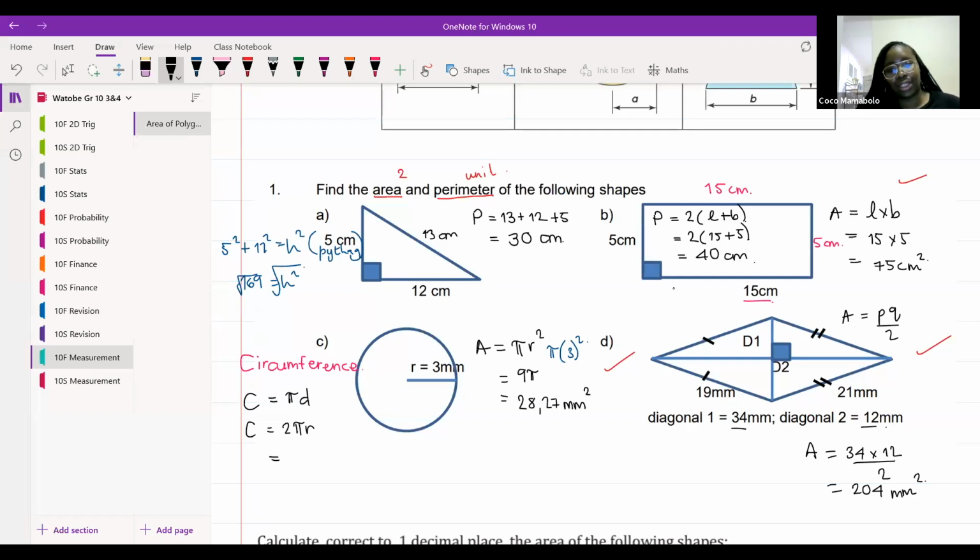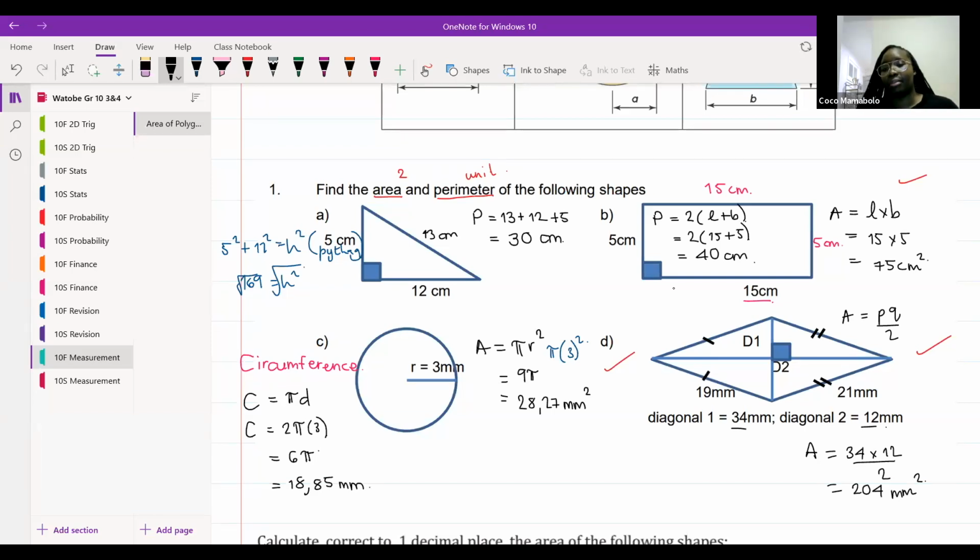All right, it should give us 6 pi, but I want it correct to 2 decimal places. Remember that our radius is equal to 3. So 2 times pi times 3 would give us 6 pi, but what would it be to 2 decimal places? Let's say Peter, round off properly. Thank you. It will be 18,85, not centimeters, millimeters.